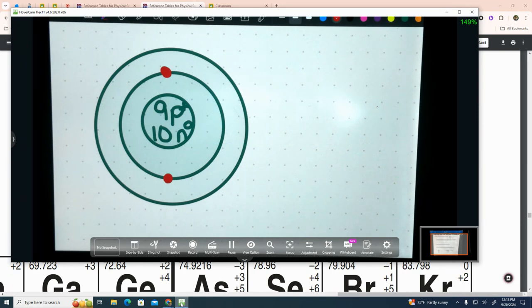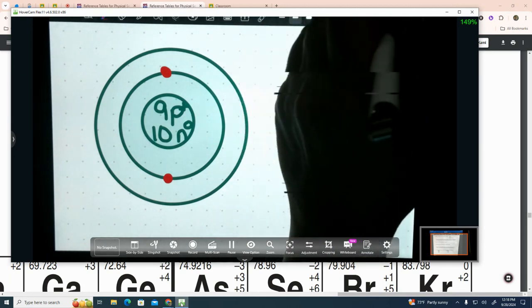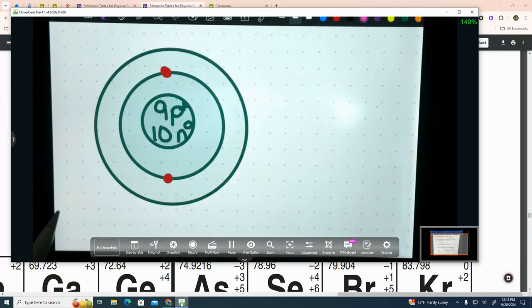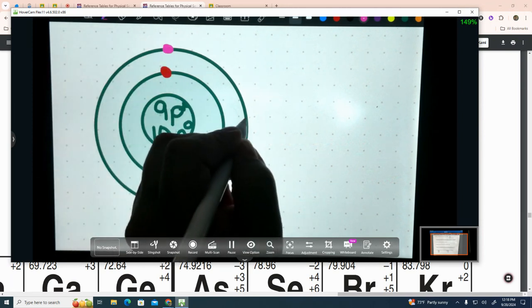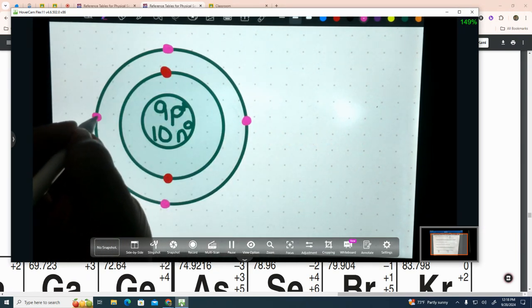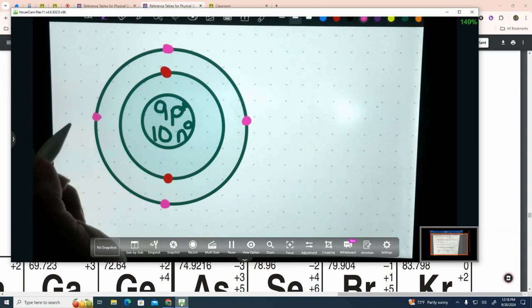The second ring gets how many electrons? 7. All right, I'll draw them in, I don't know, what color should we draw them in? Let's draw them in hot pink. Okay, it doesn't matter, I just want them to stand out. Where does my first one go? 12 o'clock, 3 o'clock, 6 o'clock, 9 o'clock. That's only 4. I need 7.